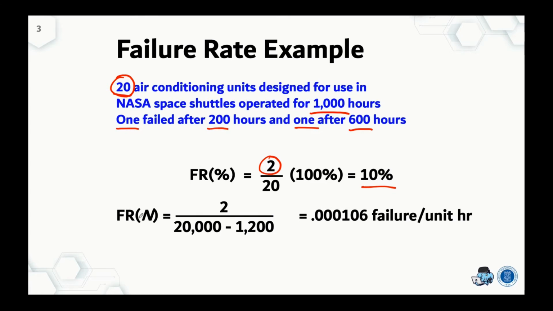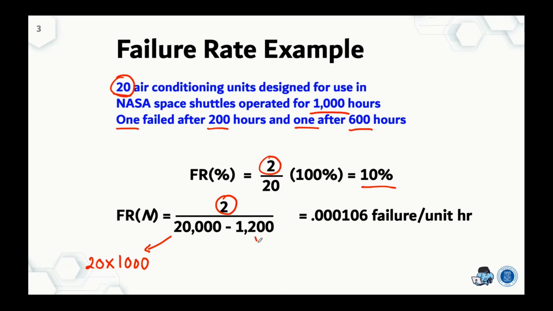And then when we calculate the failure rate in number, we divide the number of equipment failures, that is equal to 2, by how long the components are in operation. So we should calculate that in total it is expected that 20 air conditioners are operated for 1000 hours. So this is coming from 20 air conditioners multiplied by 1000, so 20,000.